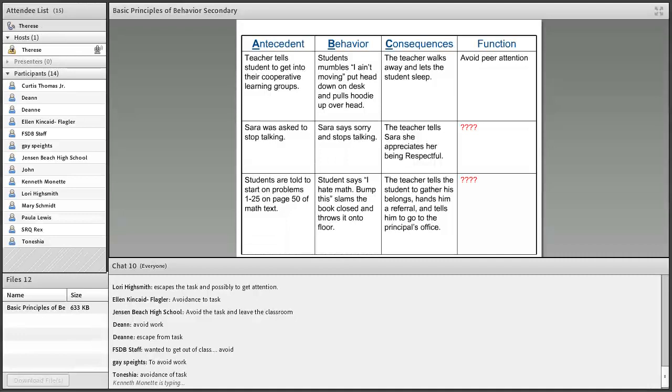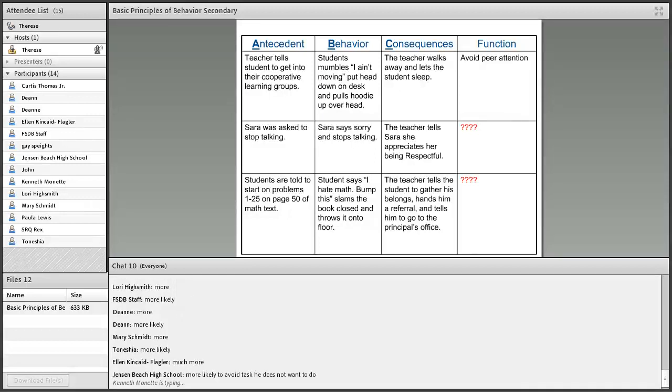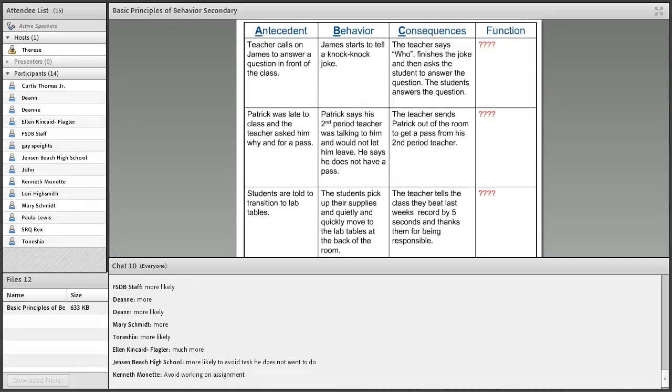And then do you guys think that he would be more likely to show that behavior in the future or less likely? More likely, absolutely. If he really is doing it to get out of the task and he gets an office referral and gets sent down to the office, then that just paid off for him. He's getting out of the task. Way to go, guys. You got it.